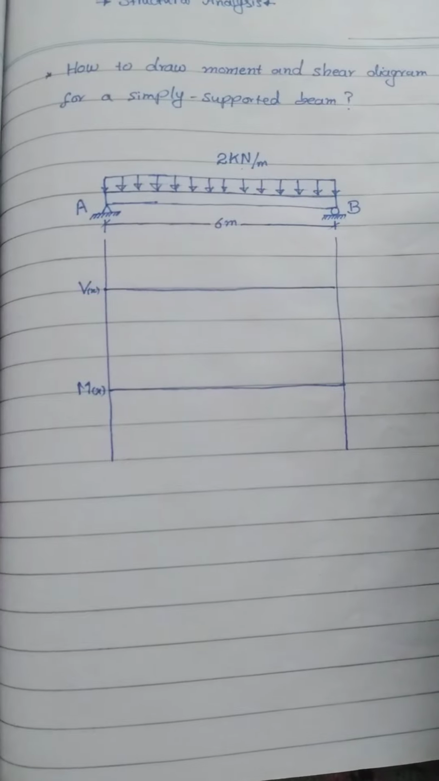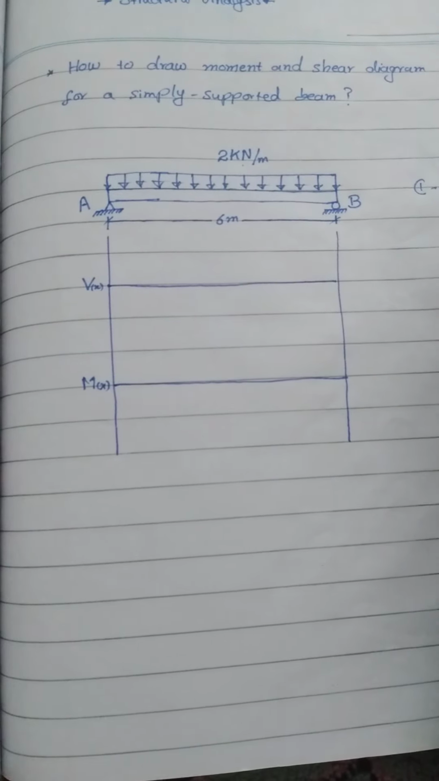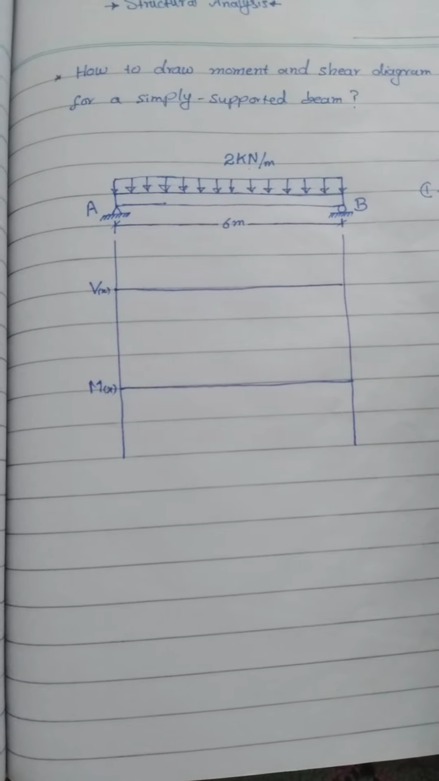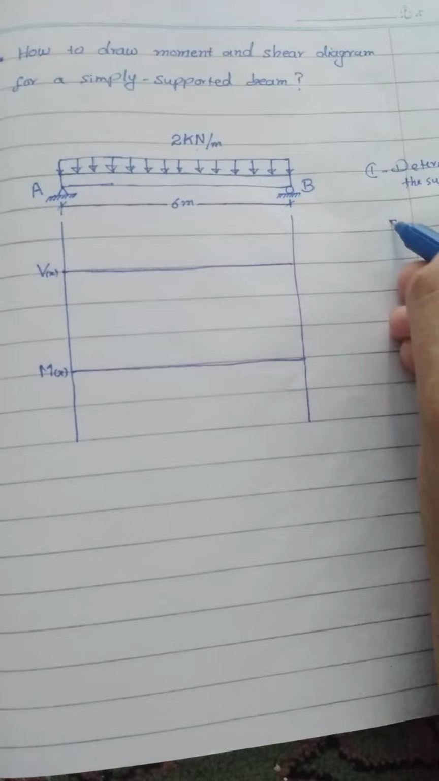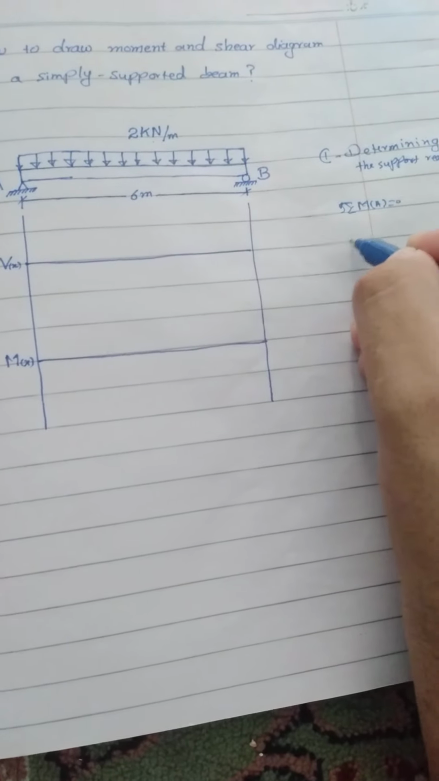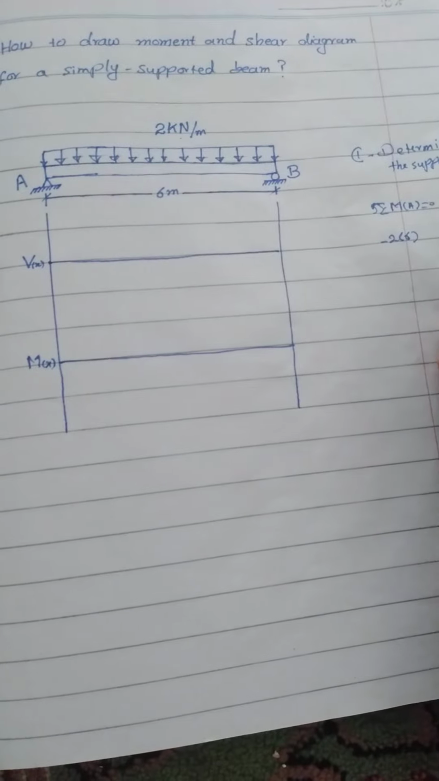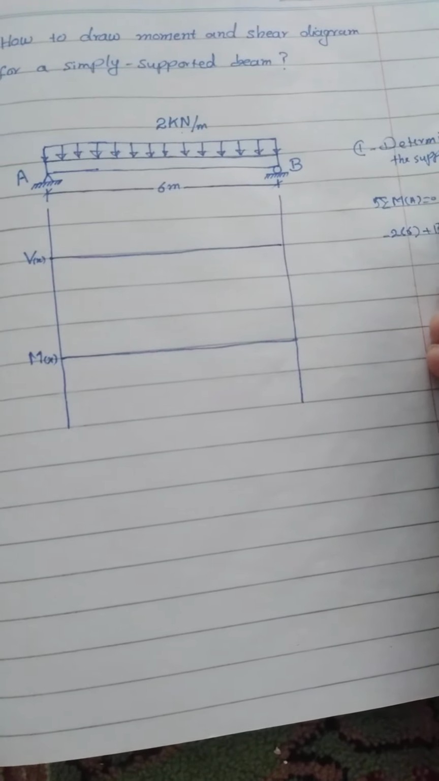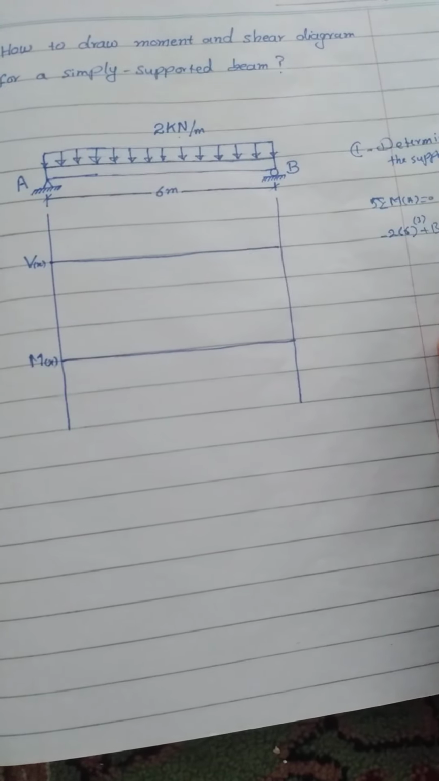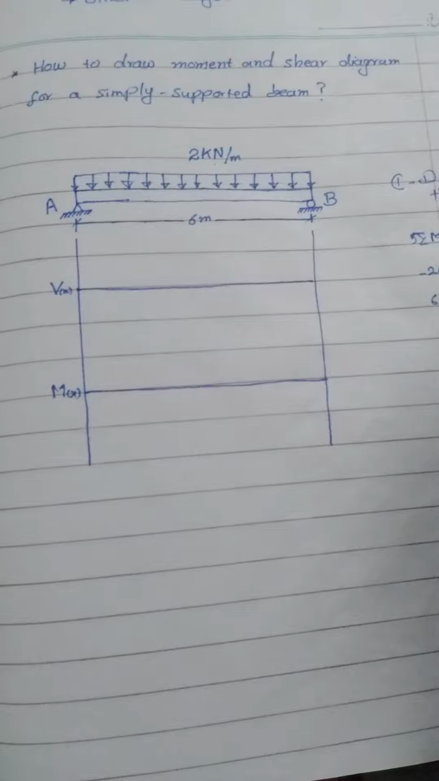The first step is determining the support reactions. So summation of moments at point A must be equal to 0. Now -2 multiplied by 6, 2 by 6 multiplied by 3, plus By multiplied by 6 must be equal to 0. So we have got 6 By equals 36, and therefore we have got the value of By as 6 kilonewton.